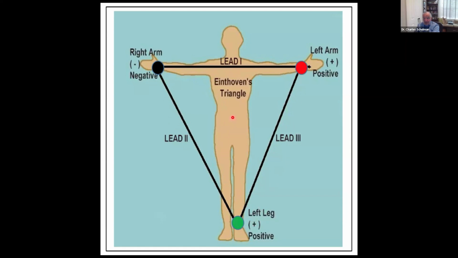The AVR, AVL, and AVF have a central zero point, so that AVR is from the center to the right arm, AVL center to the left arm, and AVF to the leg.